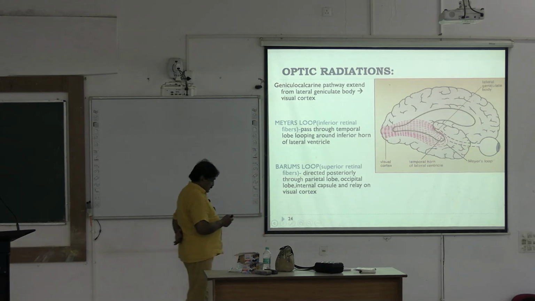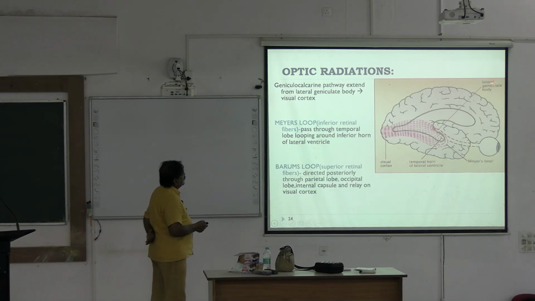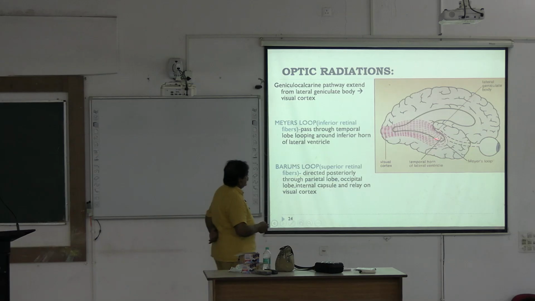Optic radiations, the geniculo-calcarine pathways, extend from the lateral geniculate body to the visual cortex. This part is the temporal horn of the lateral ventricle. This is the visual cortex. The Meyer's loop.